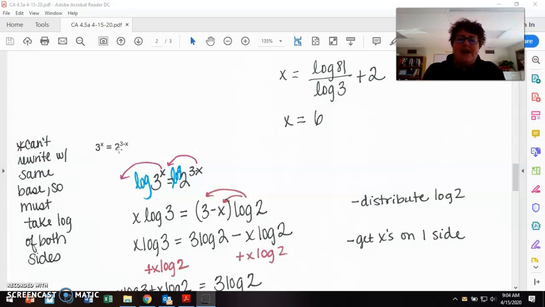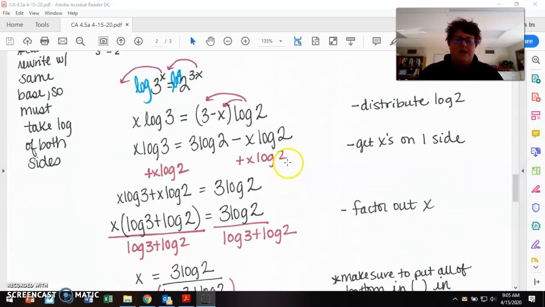Now, because we have x's going on both sides, this is a case where we're going to have to distribute our log. Okay, so on the right-hand side, you want to distribute log 2. And remember, log 2 is just going to be a number. So distribute log 2, and I always put the number in front, just so I don't lose it. Now, we want to get our x's on one side to be able to solve. So I add x log 2 to both sides.